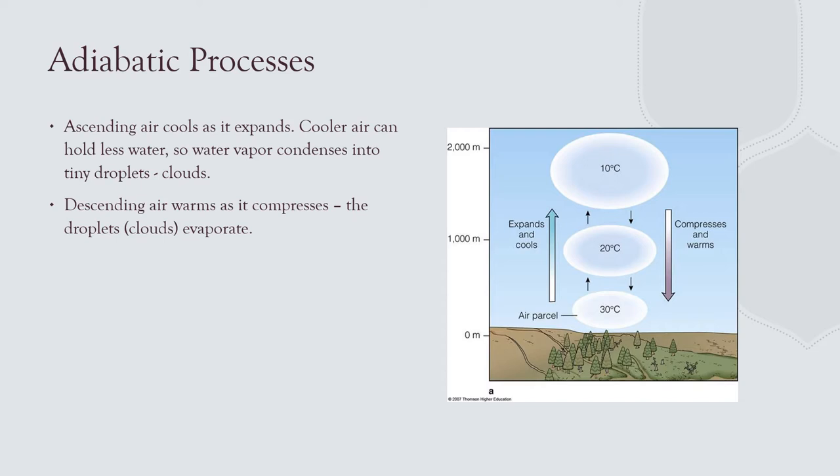So these adiabatic processes, high and low pressure, bring us clear weather with the high pressure system, stormy weather with a low pressure system. Wind flows from high pressure to low pressure, so these pressure differences also bring us our wind patterns. So this adiabatic process is one of the more important concepts to get in atmospheric science.